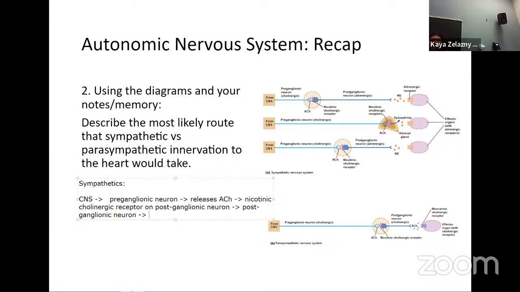Okay, so we're on the postganglionic neuron. What are we going to release here from the postganglionic neuron for our sympathetic? Norepinephrine, right? So probably norepinephrine. So this postganglionic neuron, we might also call an adrenergic neuron because it's going to be releasing norepinephrine. Adrenergic. It's going to release norepinephrine. And that's going to be received by some adrenergic receptor. Since I asked you for a most likely route, there was one additional thing I was thinking about with that part of the question here.